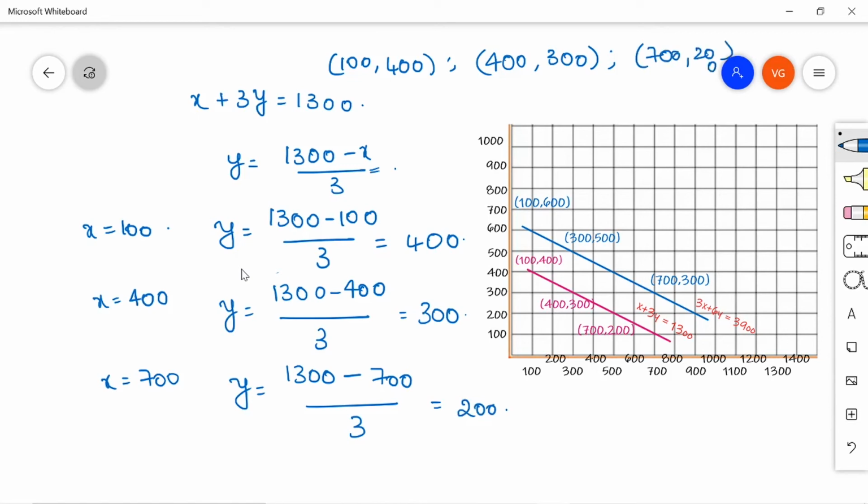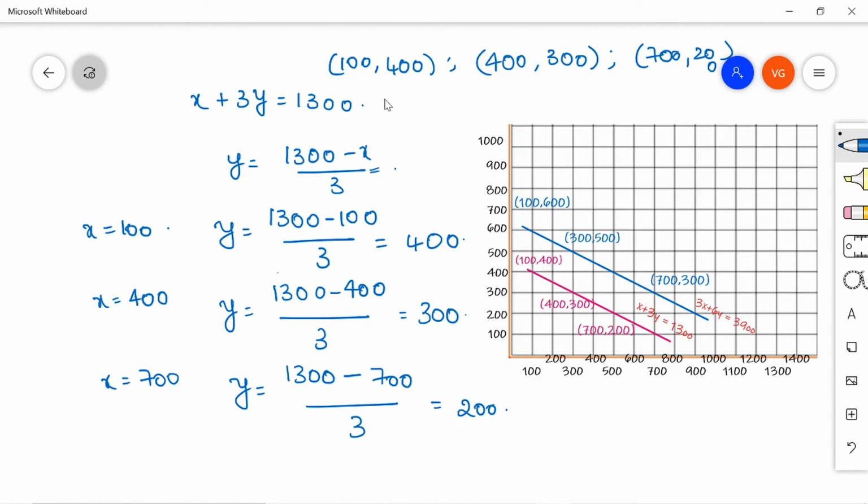So as we need to represent this on the graph sheet, the first equation points here are (100, 600), (300, 500), (700, 300). I am marking on the graph sheet. Joining the line, we'll get the equation 3x plus 6y is equal to 3,900. So this straight line represents the equation 3x plus 6y is equal to 3,900.